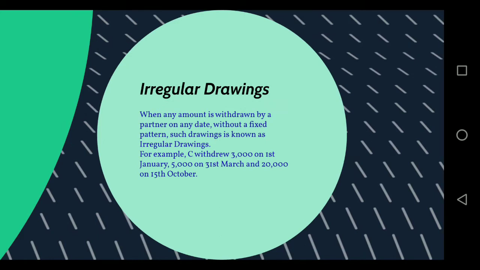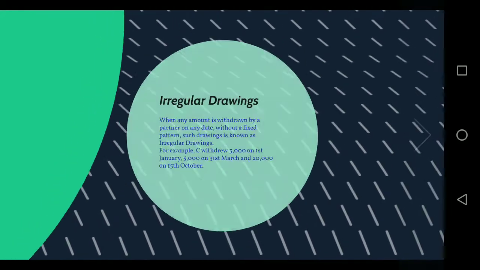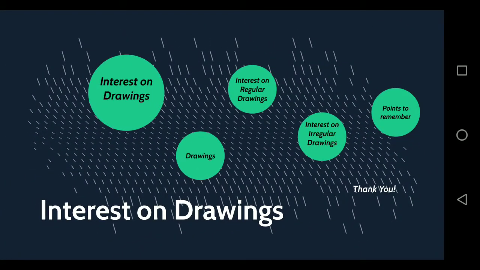Second is irregular drawings. When any amount is withdrawn by a partner on any date without a fixed pattern, such drawings are known as irregular drawings. For example, C withdrew rupees 3,000 on 1st January, 5,000 on 31st March and 20,000 on 15th October. So there is no fixed pattern of amounts or of dates. There is no interval fixed as well as no amount fixed, so we call that irregular drawings.